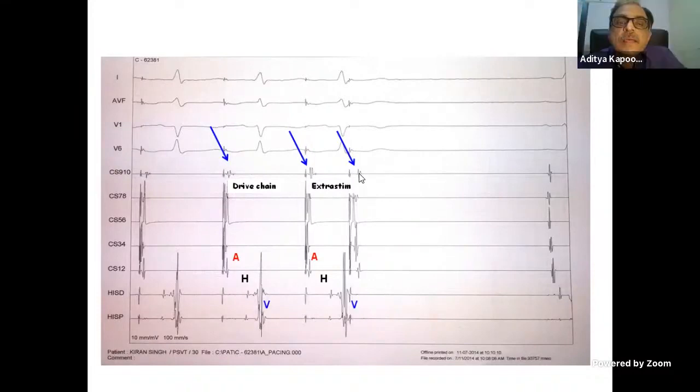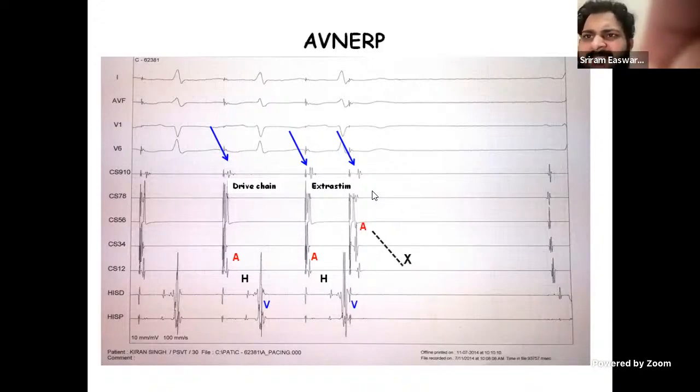This is the A. It does not generate a QRS, correct? Yes, there is no QRS. So it gets blocked in the AV node. It generates a pacing spike. It gives the A signal. So just like a VA ERP, this is an AV nodal ERP, right?